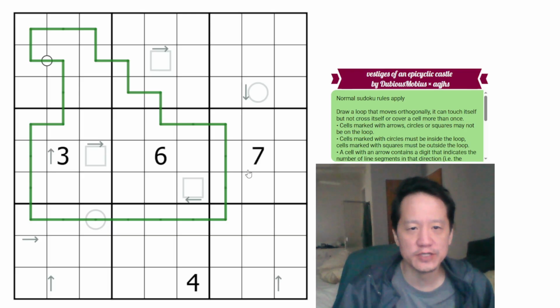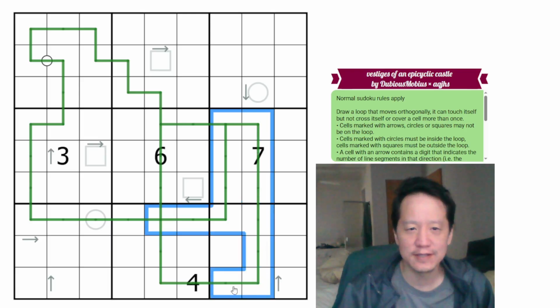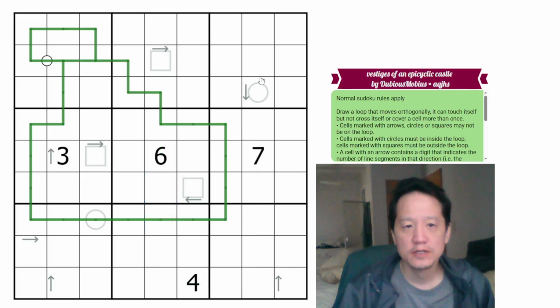What it cannot do is something like this, right? Oops. It can't go diagonally either. So something like this is not allowed. It can't cross itself here like that, and it cannot cover a cell more than once. So it can't go like here to here to here to here. So that's not possible, because it would be crossing itself and covering a cell more than once. But this one is valid here.